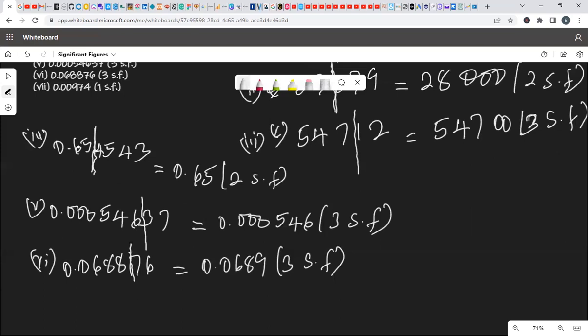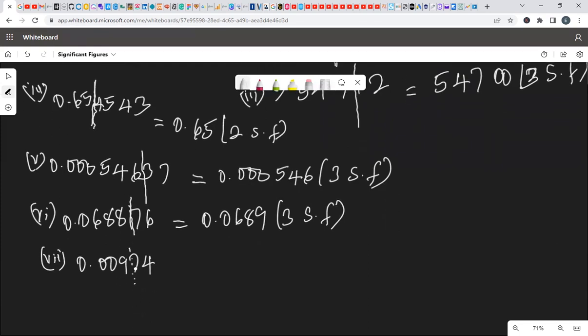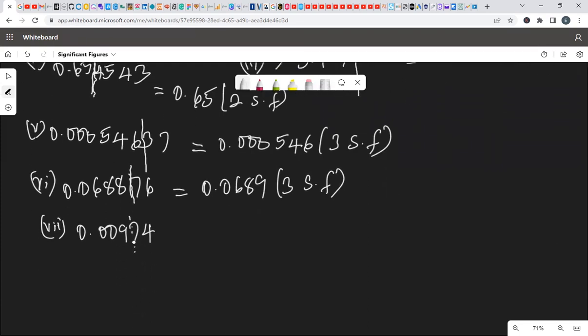Lastly, I have question 7, which is 0. How many zeros? 1, 2, then 9, 7, 4. We want one significant figure. This is the position of the first significant figure there. So let me use a line to demarcate that. The next digit to it is 7. 7 will round up to 1. 1 added to 9 is 10.